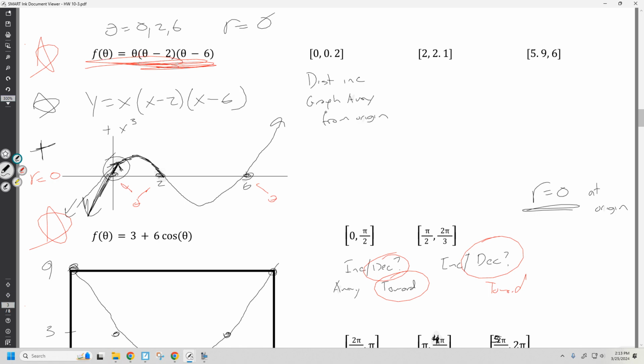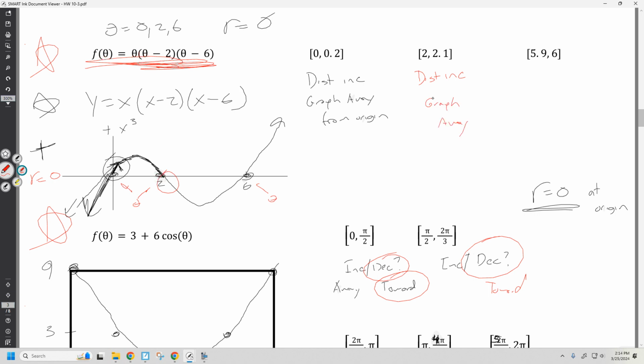What about 2 to 2.1? My radiuses are negative and getting more negative. They are going away from r equals 0. My distance is also increasing. My graph is going away from the origin.